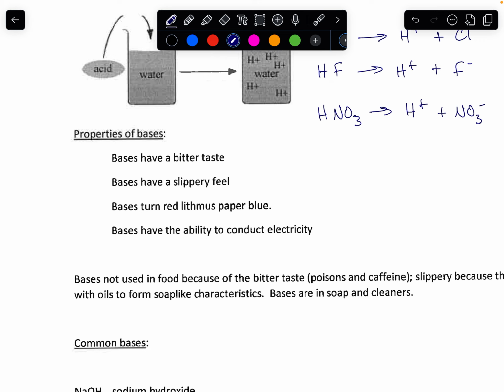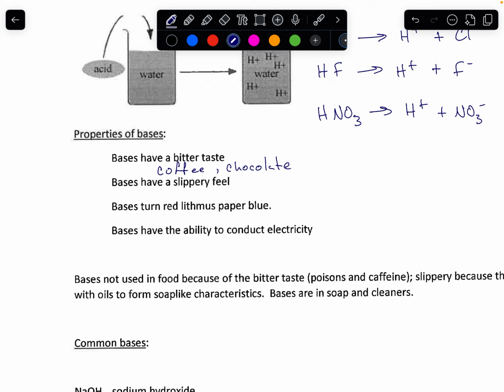All right, let's talk a little bit about bases. Bases we don't use for food as often, because bases tend to have a bitter taste to them. But there are some notable things that we do use, like coffee, chocolate, also like almonds before they've been roasted. They tend to have a bitter taste. So bases have that bitter taste.